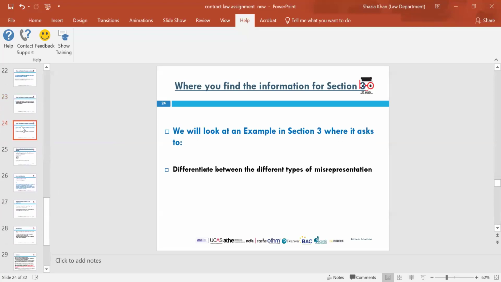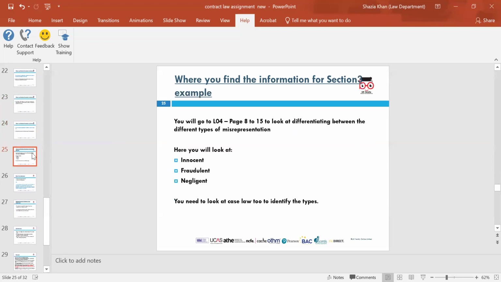For section 3, I picked out an example from there, which was to differentiate between the different types of misrepresentation. To find this, you would go to Learning Outcome 4 and look at pages 8 to 15, which looked at the different types of misrepresentation and why they are so important, okay? It looked at each one individually and at why they constitute misrepresentation. So you'd look at fraudulent, innocent, and negligent.